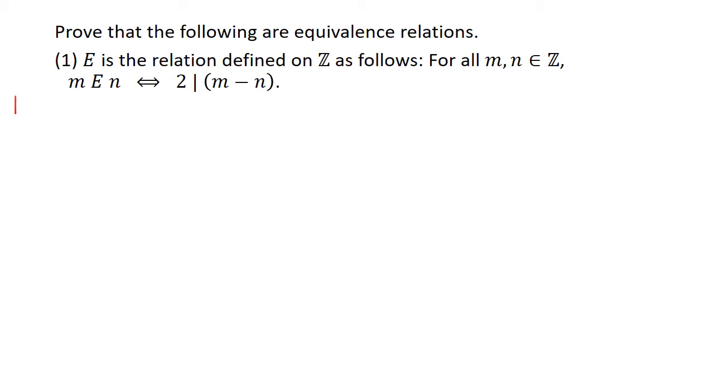So the first one is we have to prove that this is reflexive. Okay, so that means that every element is related to itself. So what we're going to do is take an element from the set that this relation is on. So we'll just call it M. So let M be in Z, and we need to show, you don't have to write this in yours, but we need to show that M is related to itself by E, like this.